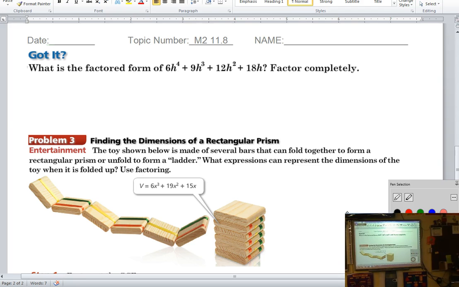So, Caleb, you asked the question. What is it that factors out of all of them? 3h. 3h. Steve, you're such a smarty.